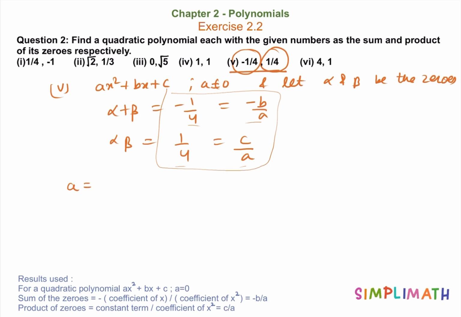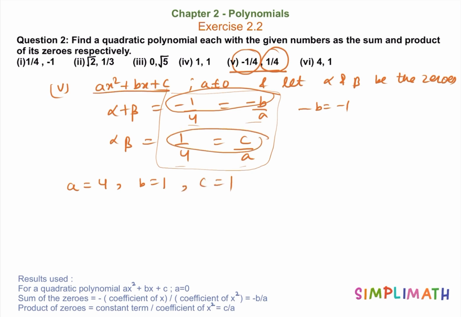So here I can say a equals 4. Now minus b equals minus 1, so I can say b equals 1 and c equals 1. Alright, so if you put the values over here, I can say that 4x square plus x plus 1 is the quadratic polynomial that fits the given conditions, and any other quadratic polynomial that would fit the given condition would be of the form k into 4x square plus x plus 1, where k is real.